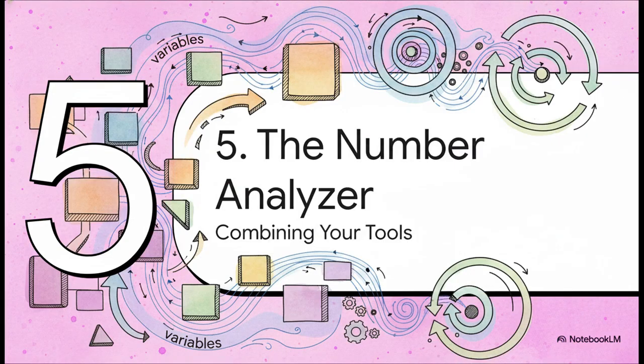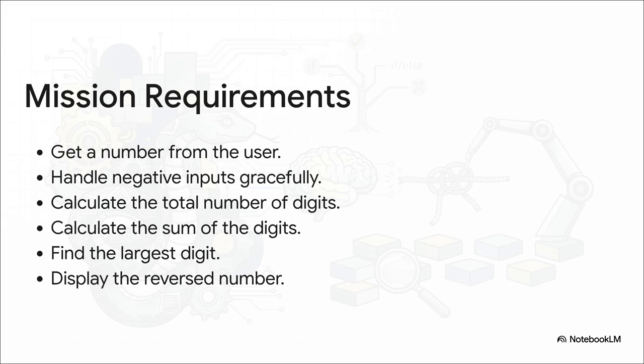Okay, you've got the tools. You've got variables, data types, conditionals, and loops. Now it's time for your first mission, to combine all of these ideas into one genuinely useful little program. So, here's the mission should you choose to accept it. You're going to build a program that asks the user for a number. It needs to handle negative numbers without crashing. And then, using that digit extraction technique we just learned, it needs to calculate 4 things: the total number of digits, the sum of all the digits, the single largest digit, and the number written in reverse.